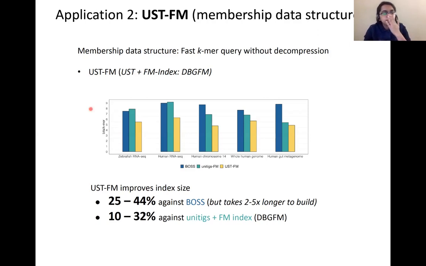Okay, so for UST-FM, we built this data structure by taking those strings and building an FM index on top of them. And with this membership data structure, we've shown that it improves the size of index by 25 to 44% against BOSS and 10 to 32% against Unitigs.